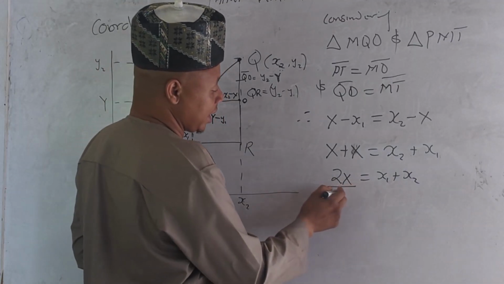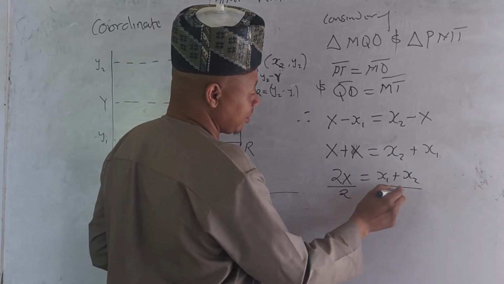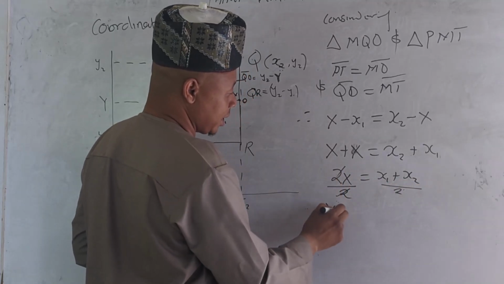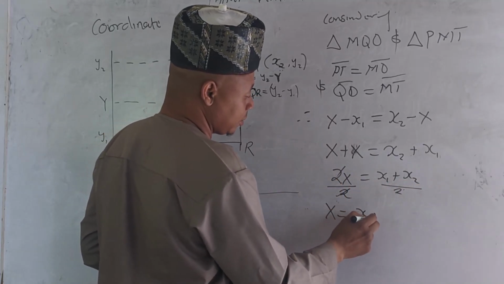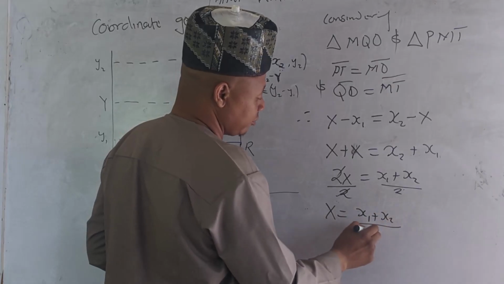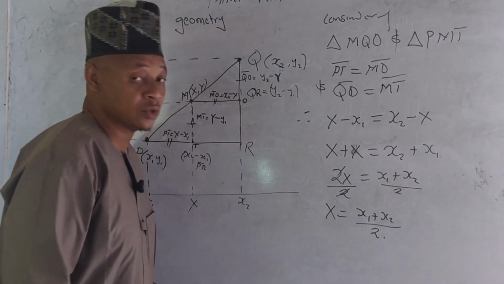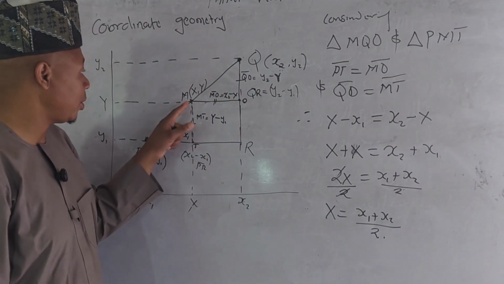So we are looking for big X. We divide both sides by 2, 2 goes with 2. So big X is equal to x1 plus x2 all divided by 2. So now this is the first coordinate of the midpoint M.